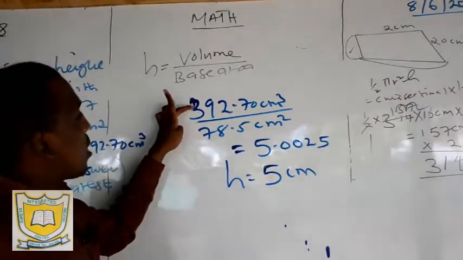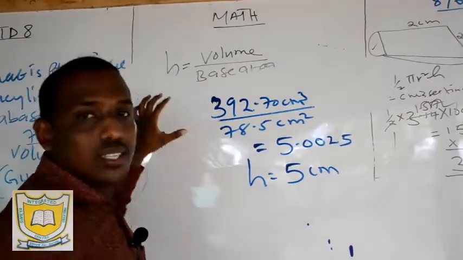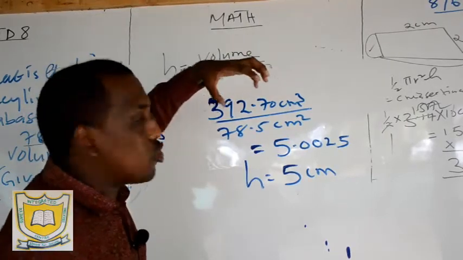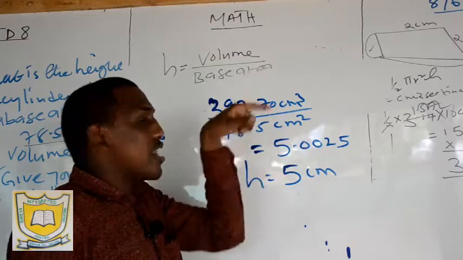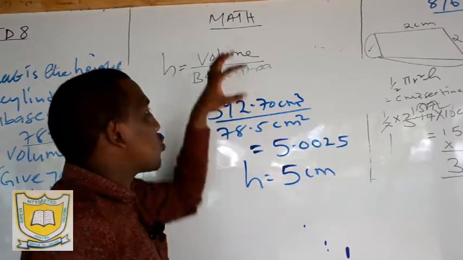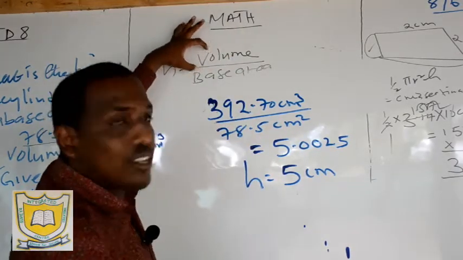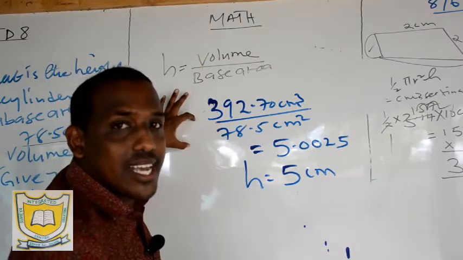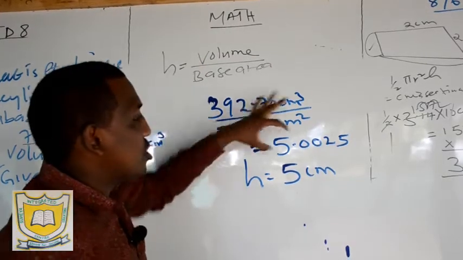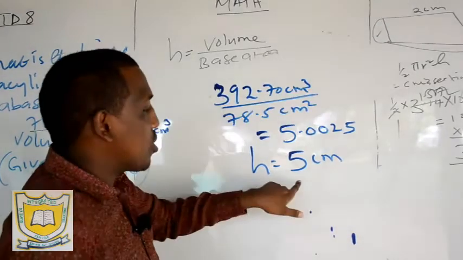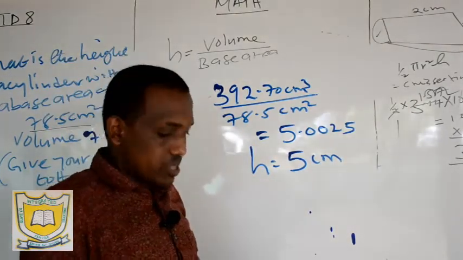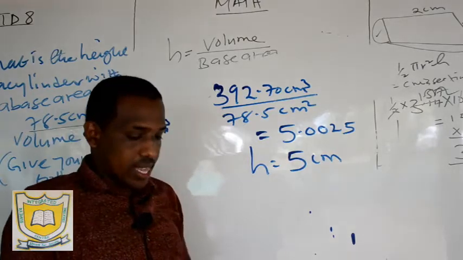So to get the height, it is equal to the total volume over the base area, the cross-sectional area. Cross-sectional area means the area of the top part, the circular part, is what you divide the volume by. You take the volume, divide it by the base area, and you will get 5.0025. To the nearest whole number, you round off, and the height will be 5 centimeter. That is how we find the height.